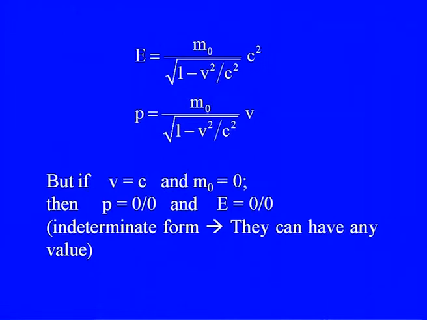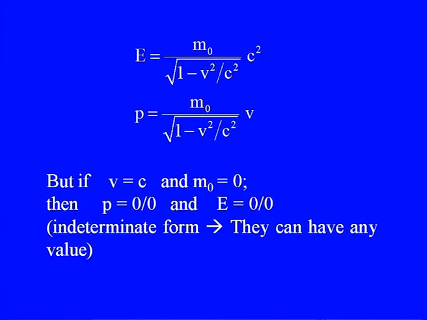But what happens if we still have the rest mass to be 0, but the particle is moving with the velocity of light itself? It's strange, isn't it? Then what you see is that the expression for the momentum and the energy becomes 0 by 0. It is an indeterminate form. You cannot say that it is 0, neither can you say it is infinite; it is indeterminate, it can have any value.